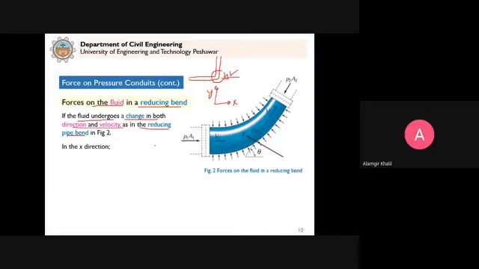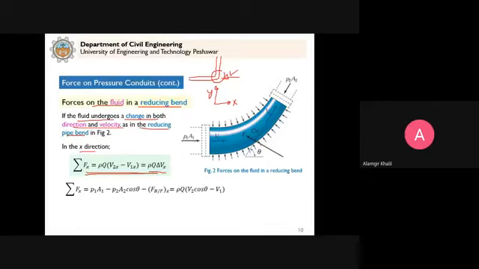So for this case, in the x direction, we will consider this momentum equation. Summation of forces in the x direction will be equal to the rate of change of momentum in the x direction, delta Vx. So now what are the forces acting? One is P1 into A1. This is acting in the x direction. It has no y component, so that's why it is P1 into A1.